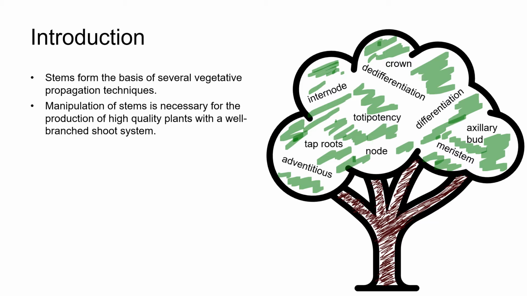In propagation and plant production work, we work with stems a lot. Stems form the basis of several different techniques of vegetative propagation. And in plant production, knowing how to manipulate the stems, usually by pruning techniques, is necessary for the production of a high-quality plant with a healthy shoot system that has good architecture. So let's take a look at some of the main aspects of stems that are important in propagation.